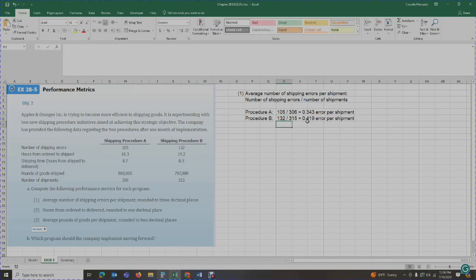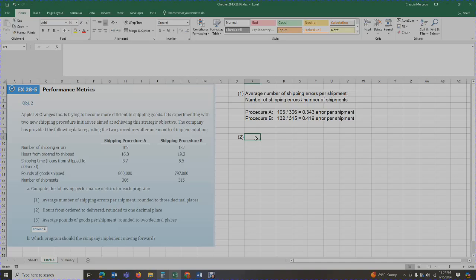So we've calculated that procedure A yields a lower amount of errors per shipment than procedure B. So far procedure A is more efficient because it has fewer errors. Okay, let's do number 2, because you can't just evaluate using one metric. You have to use a combination of metrics, look at different things to figure out what is my best option. For number 2, they're asking us the hours from ordered to delivered.